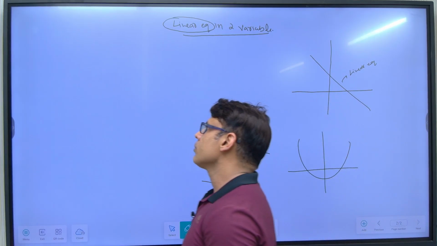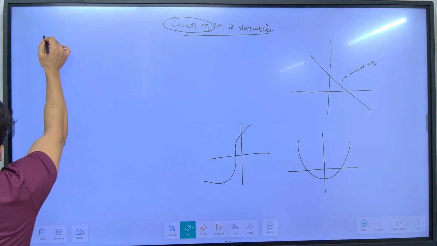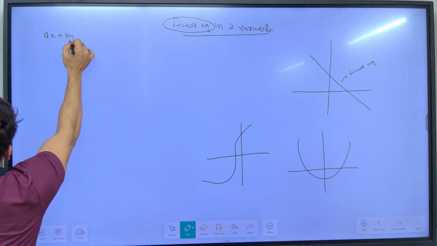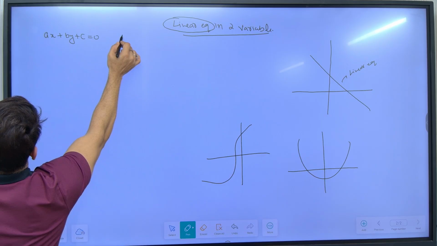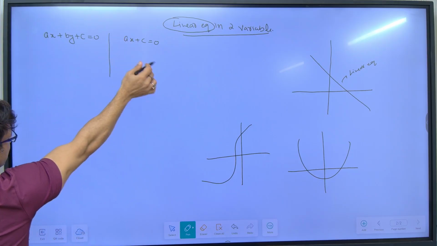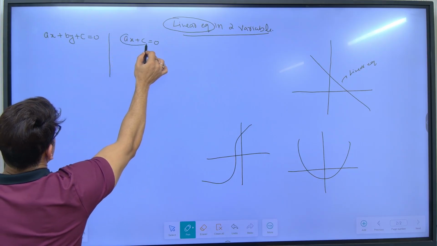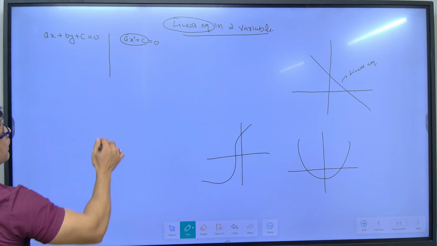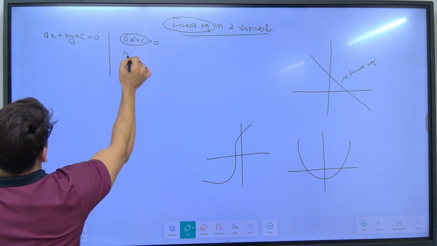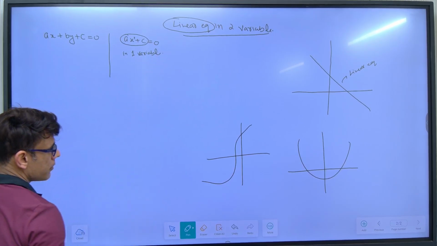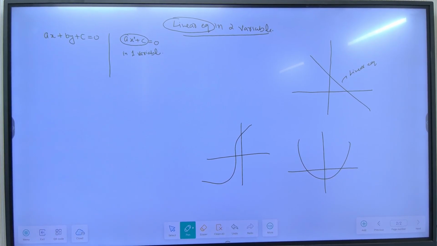The general form of linear equation is ax plus by plus c is equal to 0, or I can also write ax plus c is equal to 0. Now these two are different. This is called linear equation. Why linear? Because highest power of variable is 1. This is the linear equation in one variable. Why? Only x is involved.